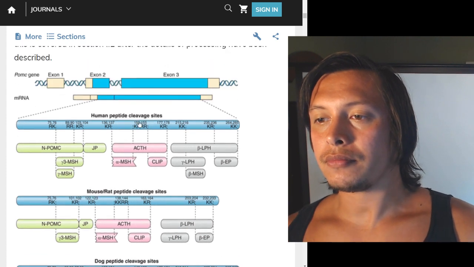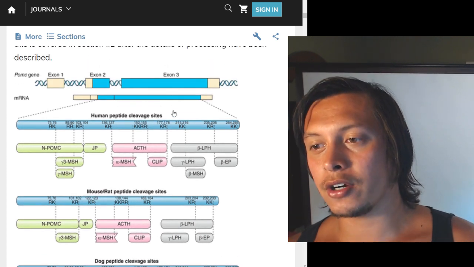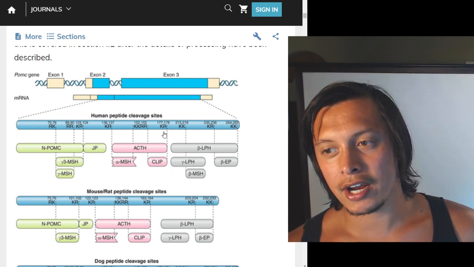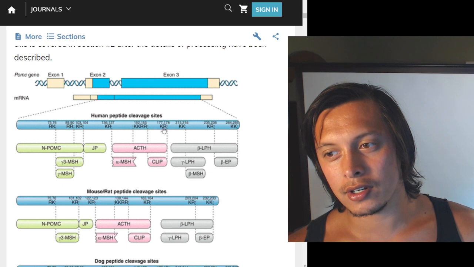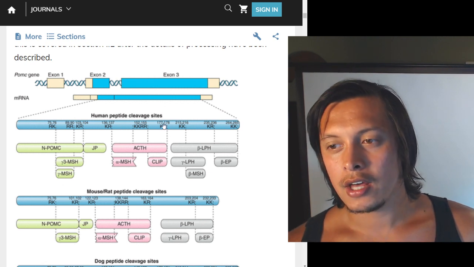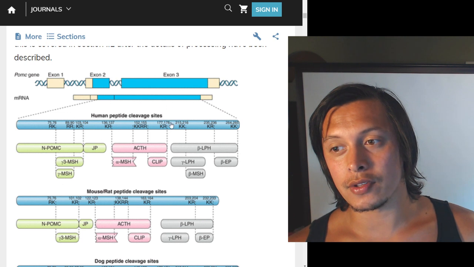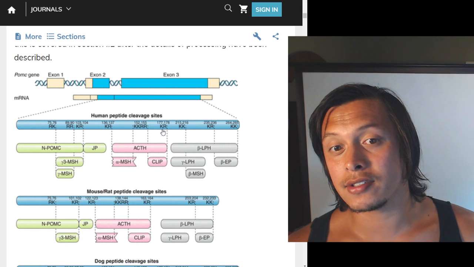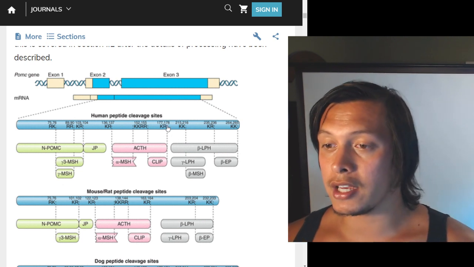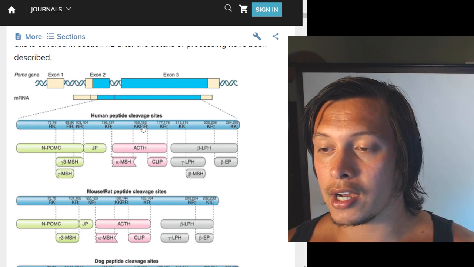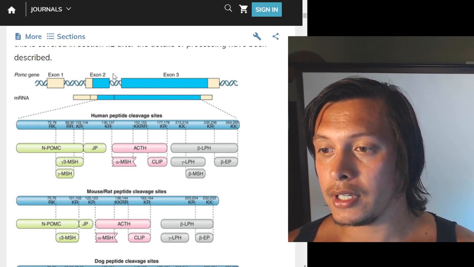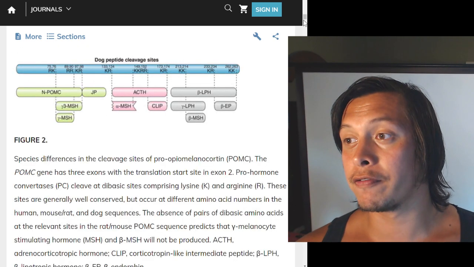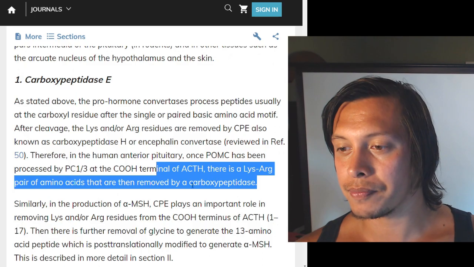So here we have ACTH. Here PC1/3 is going to cleave this area. But after it cleaves this area, there are still these two lysine and arginine residues at the very end of it. So this is where PC1/3 will attack. Then carboxypeptidase E is able to come in and remove these basic residues later. So there could be further processing that takes place.